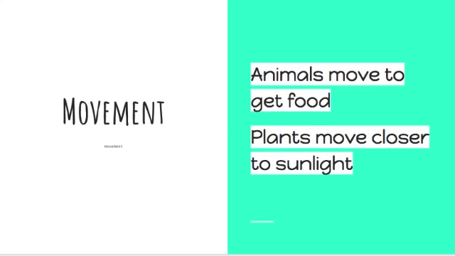and then the last one is movement. Animals move to get food, and plants move to get closer to sunlight. So if you're questioning the whole plants move to get closer to sunlight, go out and look at different tall trees. Find a maple tree or a birch tree. And it doesn't just grow straight, especially if there's trees around it. Look at what those branches are doing and how they grow in order to obtain that sunlight.